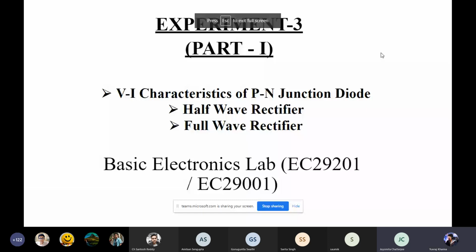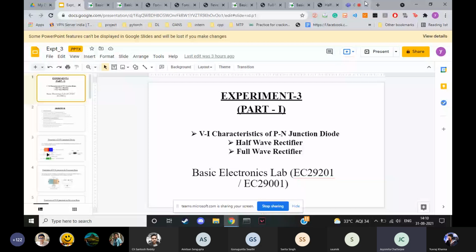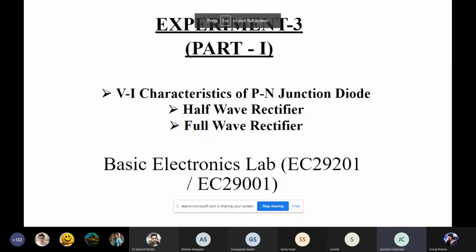Thank you. Okay, so today we are going to present experiment 3. Experiment 3 is divided into two parts, that is part 1 and part 2. Part 1 consists of three things. One is the VI characteristics of PN junction diode. Then you are going to study about half wave rectifier and then full wave rectifier. Now we'll go to the next slide, which is the PN junction diode.